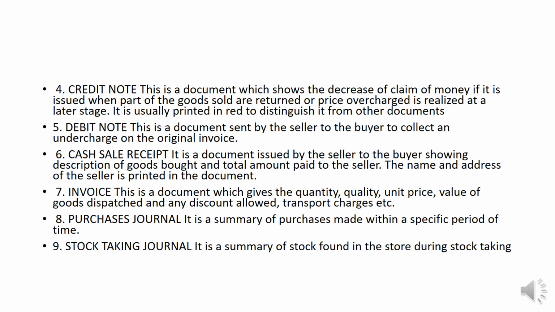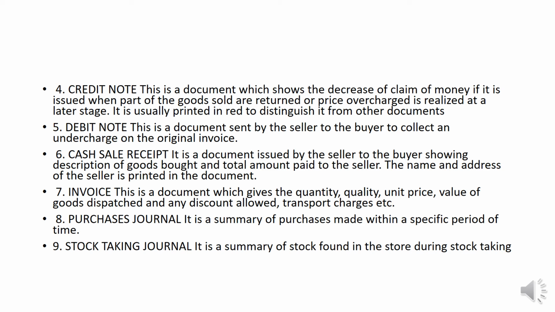So we go to the purchases journal. It is a summary of purchases made within a specific period of time. This depends on the organization. There are some organizations that run from January to December, while there are those whose year ends in March. So it depends on the structures and policies of a company.